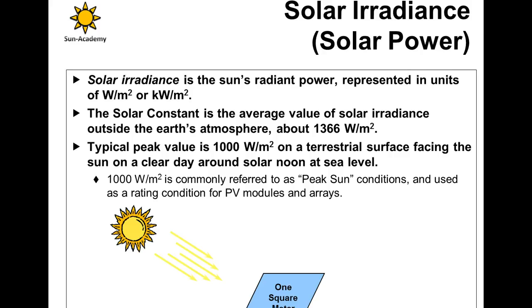Due to atmospheric effects, typical peak values of terrestrial solar irradiance are on the order of 1,000 watts per meter squared on a surface at sea level facing the sun's rays, under clear conditions around solar noon. Consequently, 1,000 watts per meter squared is used as a solar irradiance reference condition for rating the peak output of PV modules and arrays.